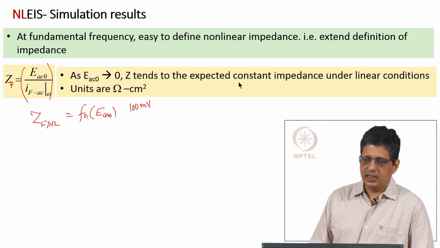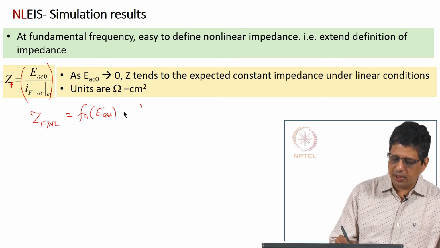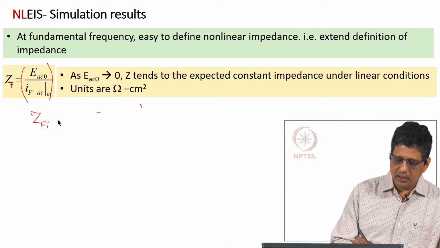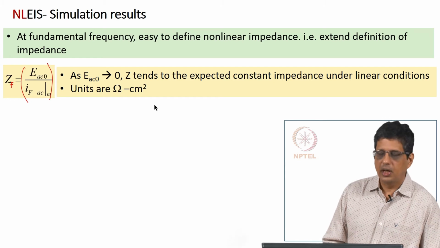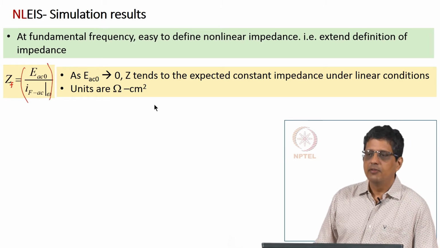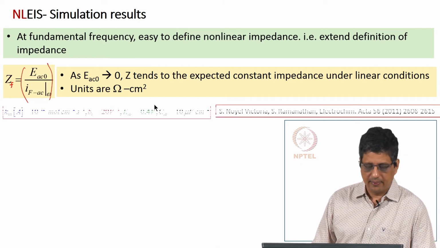Now, it is easy to extend this and say, if you go to higher amplitude, I will still get a number, except that it is going to depend on this EAC0, and that number I would call the nonlinear impedance. We will measure it for the entire system, so we will call that the nonlinear impedance of the system.